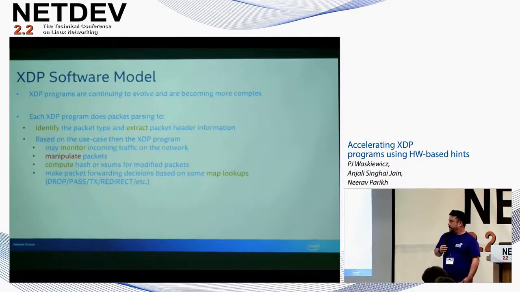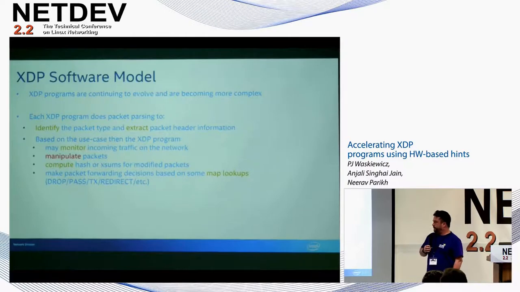So based on that use case, we might monitor incoming traffic on the network, and maybe make some counters to say, I've seen some ARPs or I've been seeing some broadcast traffic, anything that you're trying to do. XDP programs may manipulate packets in the case of encapsulation, decap, forwarding. You might want to swap source destination addresses and fire it back out on transmit. And then you might do some computations. You might compute hashes or have to recompute checksums for any packets that you modified. And then based on map lookups, and based on all of the other information that you've accumulated, the XDP program makes a decision whether to drop, accept the packet, transmit it, redirect it, et cetera, and then passes that back to the driver to tell it what to do. So this is the basic format of what these things do, and they are getting much more complex as things are evolving.